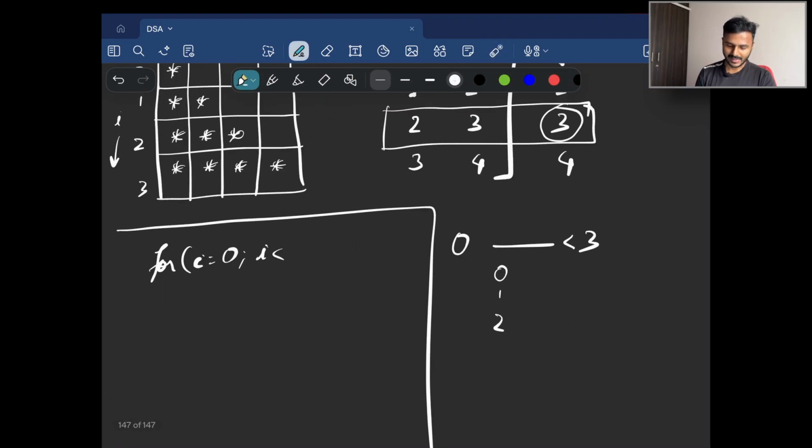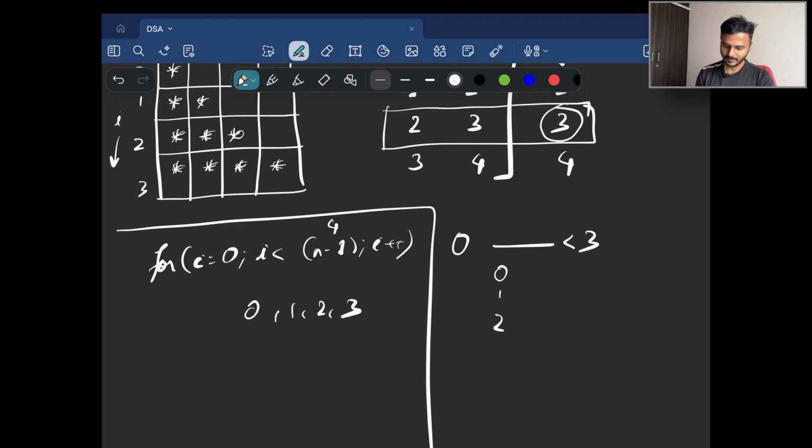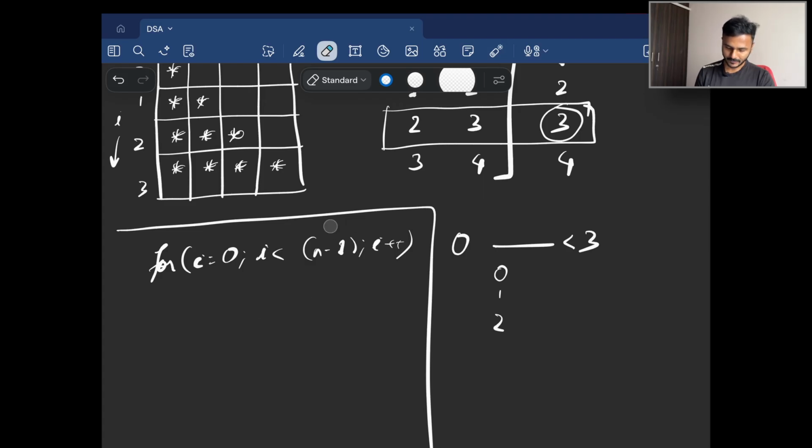So we'll say I is equal to 0, I less than or equal to n minus 2, and I plus plus. So since n is 5, this is going to be 5 minus 2, which is 3. So we are going from 0 all the way up to 3. Or what we can do instead is say I less than n minus 1. In that case, this will be 4, so we are going from 0 all the way up to 3, right? Because this is less than 4. So either way, this is how the outer loop would be.